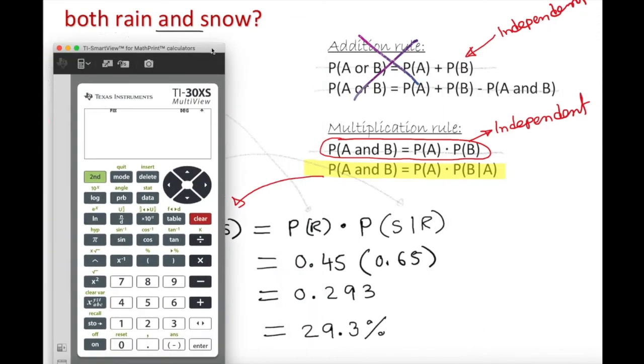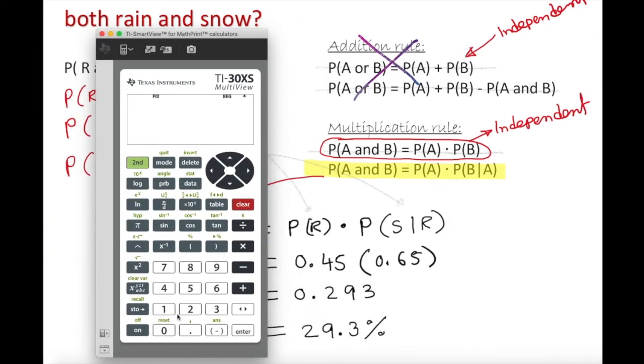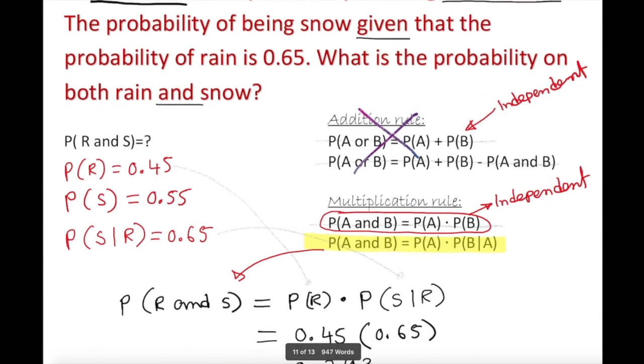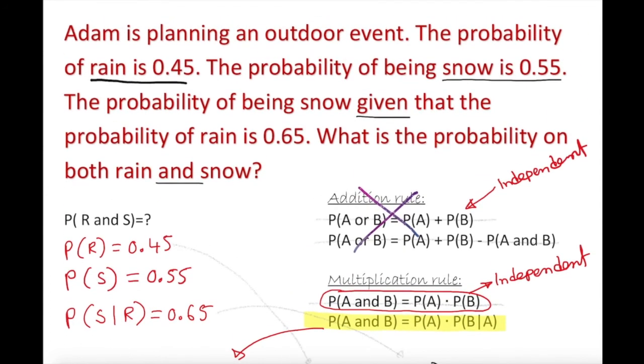I want to make sure my multiplication is right: 0.45 times 0.65 is 29.3%. That's how we find the conditional probability. So the probability of rain and snow is equal to 29.3%. Most probably you can go ahead with the outdoor plan. That's how we deal with this kind of problem, and that's a big piece of information to take away. We have to be very careful about which formula we use. Then we can get the answer easily.